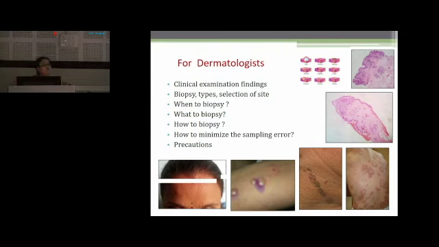If lesions are multiple and if the differential diagnosis is broad, then taking samples from multiple sites reduces the sampling error.